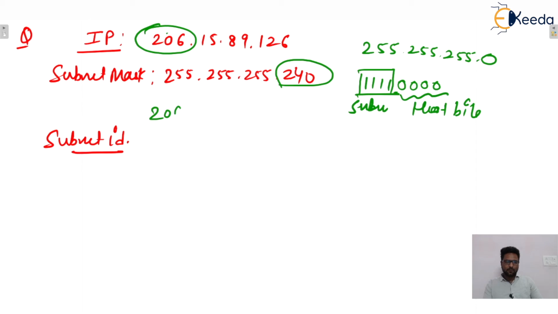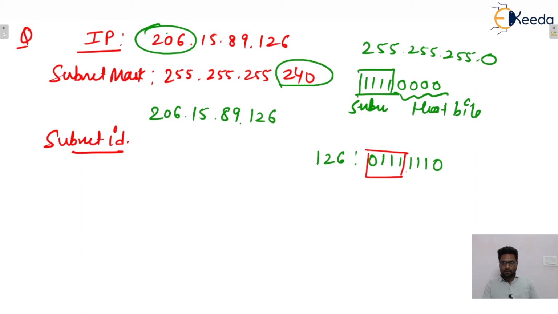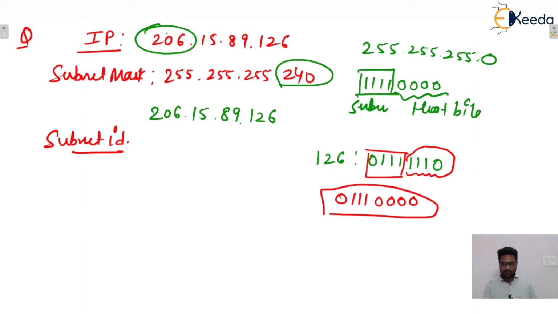So that is the given IP 206.15.89.126. Now 126 can be written like that or not? 01111110. Now in this 126 we can see that these 4 bits are the subnet bits, and the remaining are the host bits, so put all these bits equal to zeros to get the subnet ID, nothing else. So the decimal value of this one will be 112. So the subnet ID will be what?